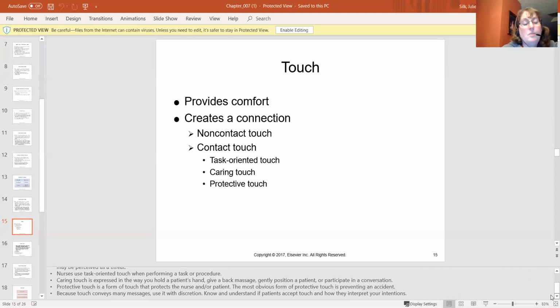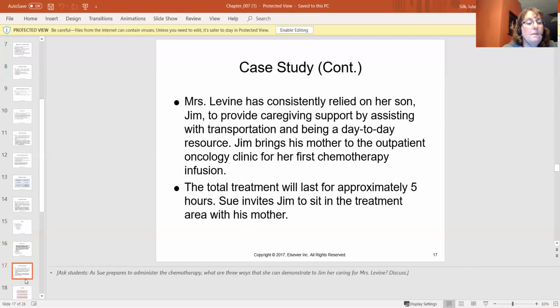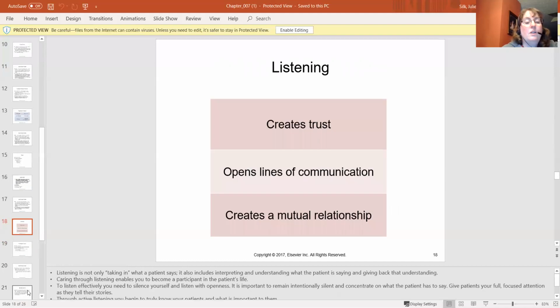Because touch conveys many messages, use it with discretion. Know and understand if patients accept touch and how they interpret your intentions. So listening is not only taking in what a patient says, it's also interpreting and understanding what the patient is saying and giving back that understanding.